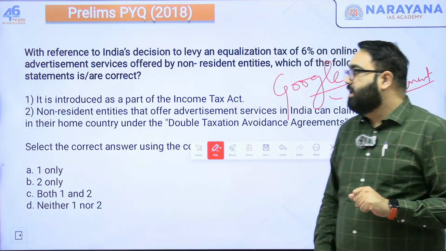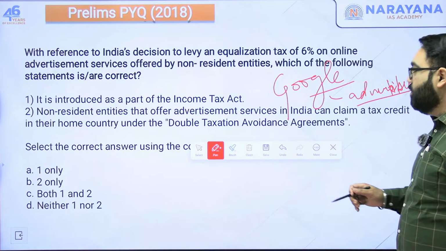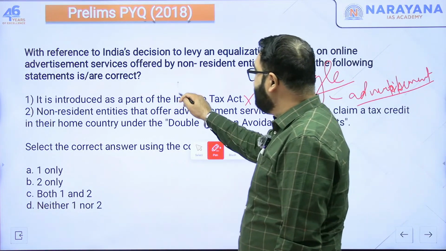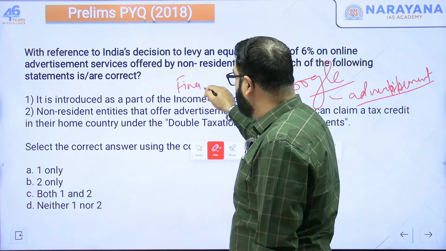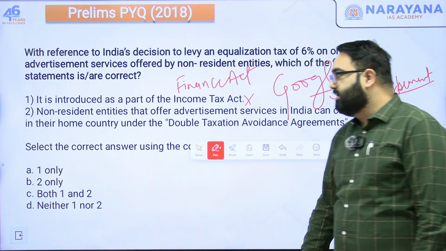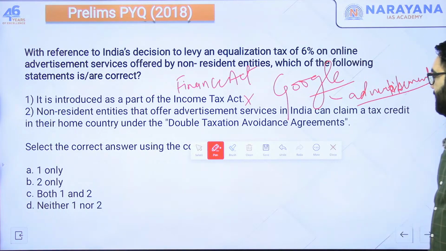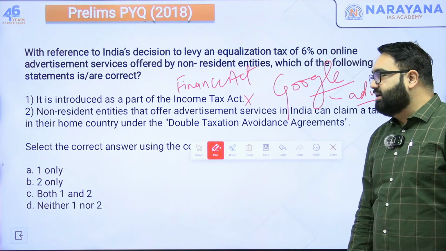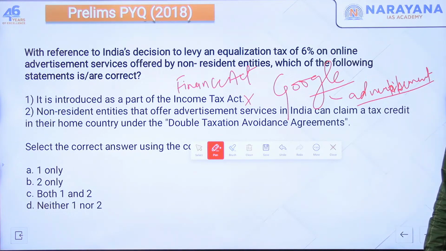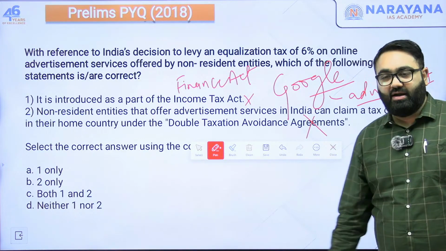Now let's come back. First, it was introduced as a part of the Income Tax Act. No, it was introduced as a part of the Finance Act. So the first statement is wrong. Second, non-resident entities that offer advertisement services in India can claim a tax credit in their home country under DTA, Double Taxation Avoidance Agreement. No, this is not a part of that agreement.